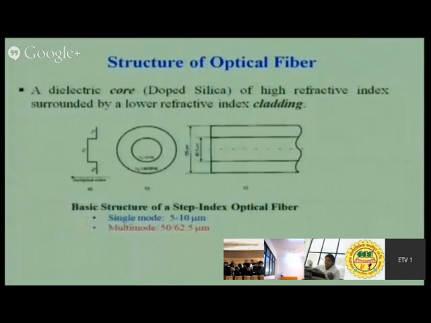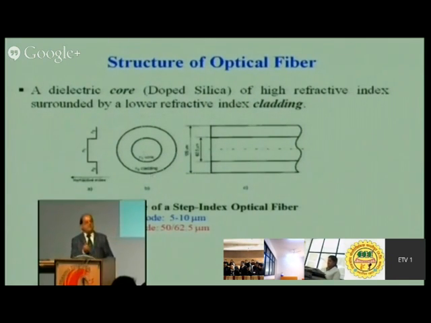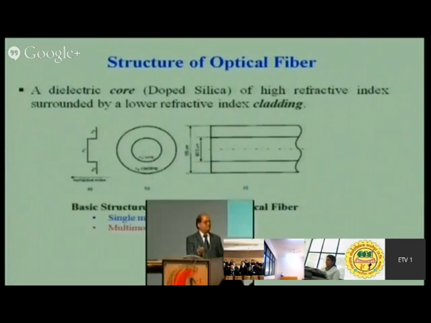So this is the structure of optical fiber. If you look, the fiber has a dielectric core made from doped silica of high refractive index. It is surrounded by a lower refractive index cladding. So we have the core and we have the cladding. It is required to fulfill the requirement of total internal reflection.